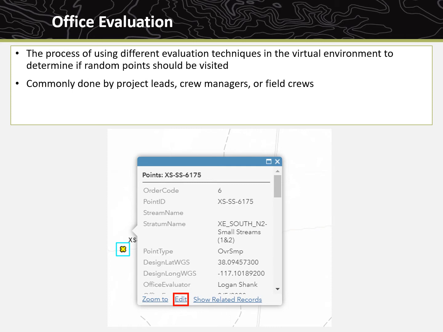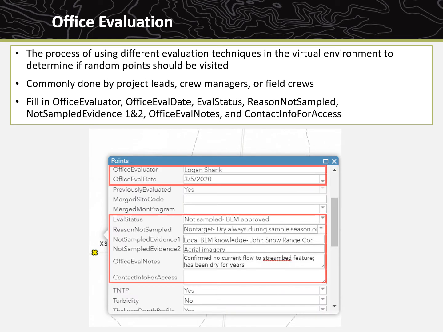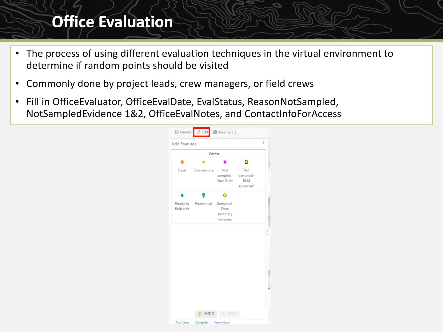To record the office evaluation information in the web map, click on a point and select Edit. Then fill in Office Evaluator, Office Eval Date, Eval Status, Reason Not Sampled Evidence 1 and 2, Office Eval Notes, and Contact Info for access information. Once you are done editing, click the Edit button on the left panel to stop editing.